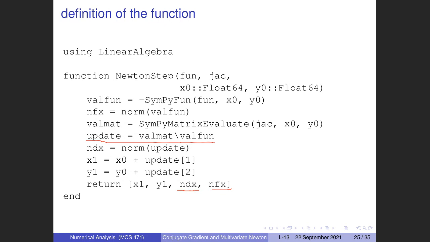The estimate for the forward error was here the delta x, its norm. And we have then the norm of the residual. The residual was b minus A times x in linear algebra solving. Here it is the residual, which is the norm of the function evaluation.